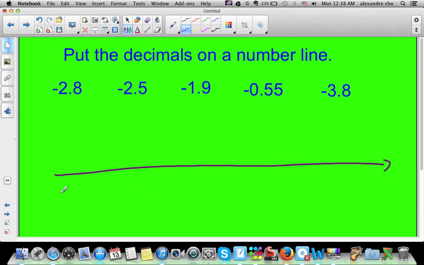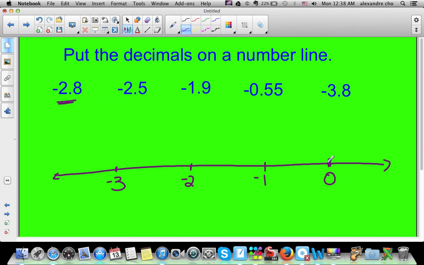Alright, so I am going to put 0 way over here because I don't need this side. My positives, they're not necessary. Here I'm going to need -1. I am going to need -2. And I'm going to need -3. So how can I do this? Well, let's start with -2.8. Let's start with this number right here.